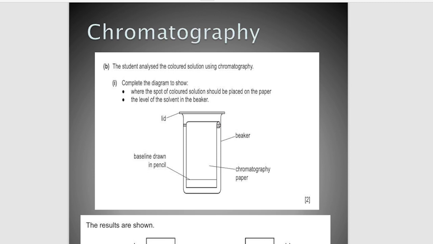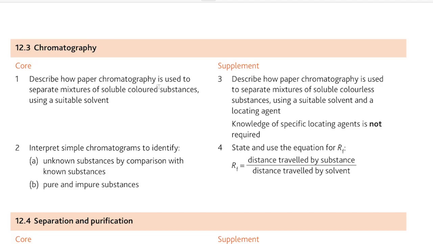So, today in this lesson, we are going to learn about chromatography. In the Cambridge syllabus, under this topic, you have to describe how paper chromatography is used to separate a mixture of soluble colored substances using a suitable solvent. This is the first point which we have to know, and then interpret simple chromatograms to identify an unknown substance by comparison with known substances. Another thing we can do using chromatography is identify pure and impure substances.